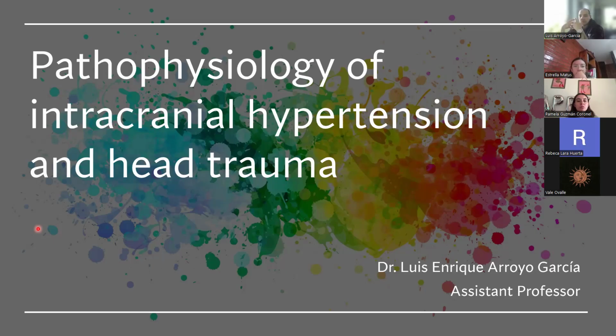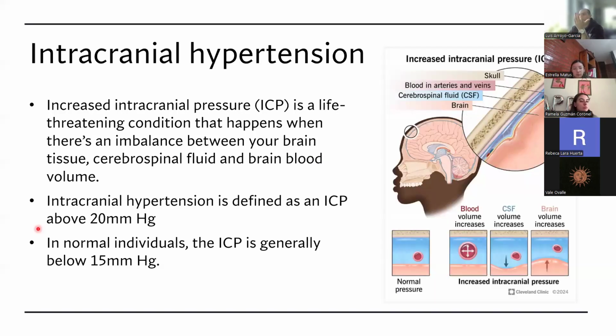So, for example, the topic that we're supposed to cover is pathophysiology of intracranial hypertension, head trauma, and for that we need to understand two basic points. One is what is the pressure in the brain, where it comes from, and then we can actually understand the pathologies, right?